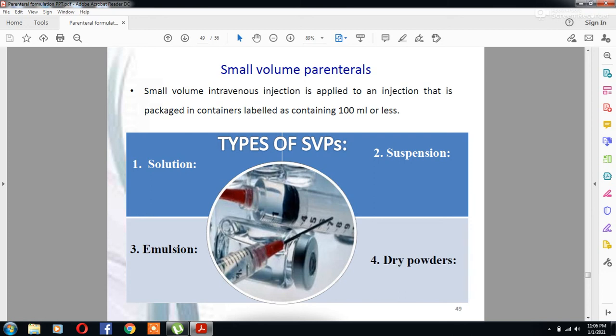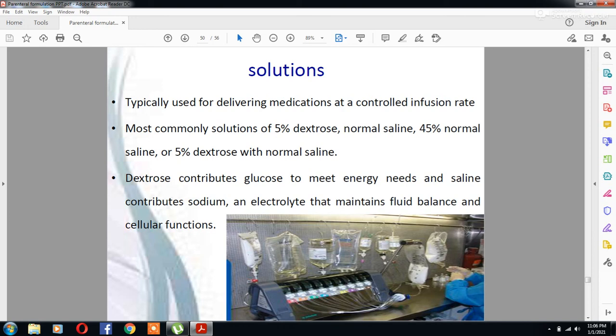Small volume parenterals, or small volume intravenous injection, is applied to an injection that is packed in a container labeled as containing 100 ml or less. Types of small volume parenterals are solution, suspension, emulsion, and dry powders. These are small volume parenterals.